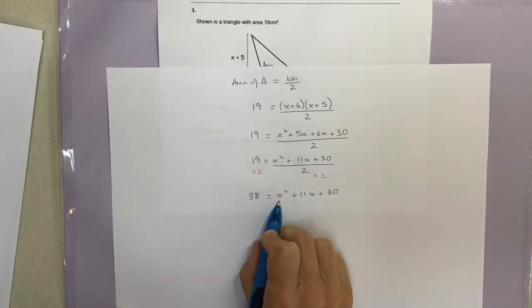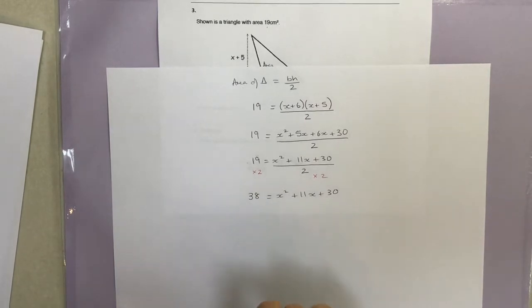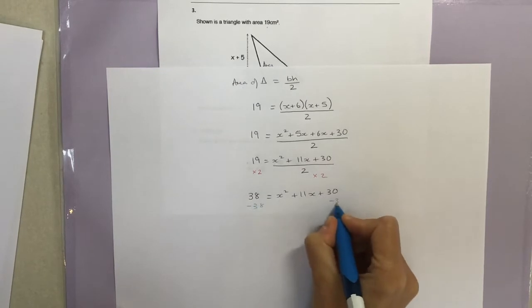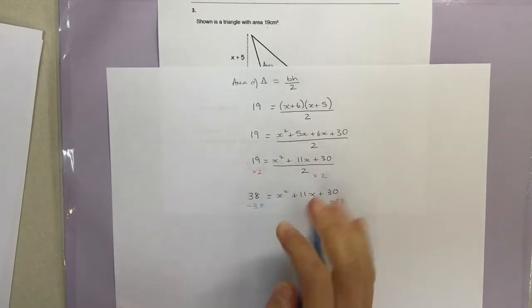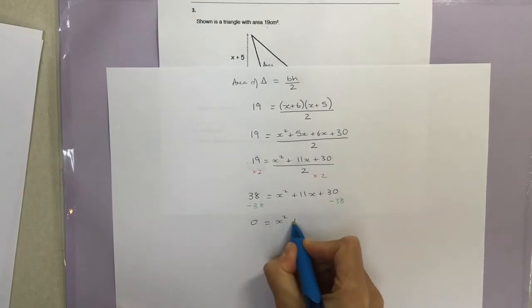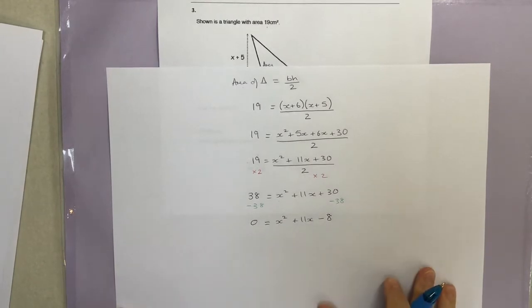And now, it's definitely a quadratic equation. Don't forget, to solve a quadratic, we must have 0 on one side. So let's get rid of that 38 by subtracting it. Must do the same on both sides. So then I've got 0 is x squared plus 11x minus 8. And here's my quadratic that I need to look at and I need to solve.